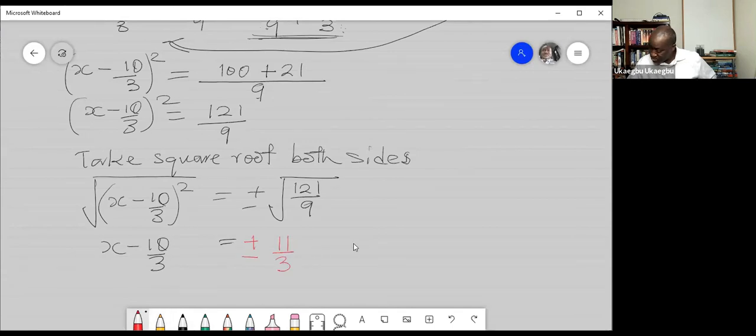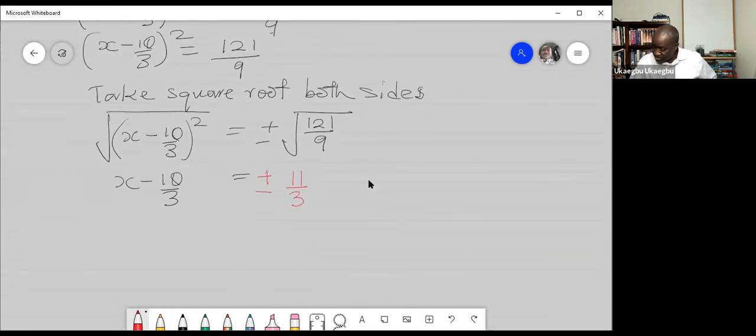So now here's your solution. For your solution, you need to move this to the right side. And if you move it, this negative turns to positive. So you are going to have x equal to 10 over 3 plus or minus 11 over 3. So that your x1, your first value of x, is going to be, because the denominator is the same, you just add the numerators, 10 plus 11 divided by 3, which is 21 divided by 3.